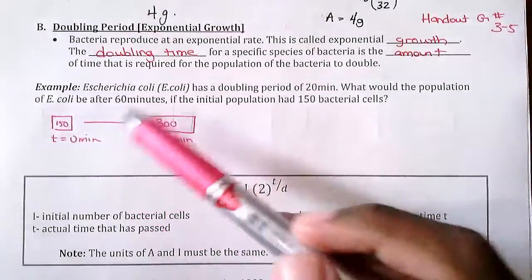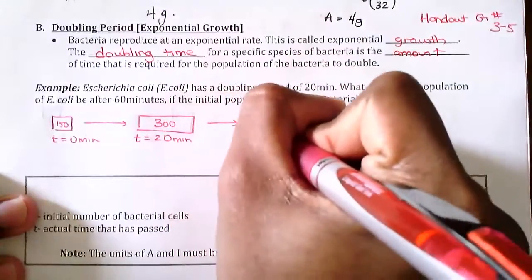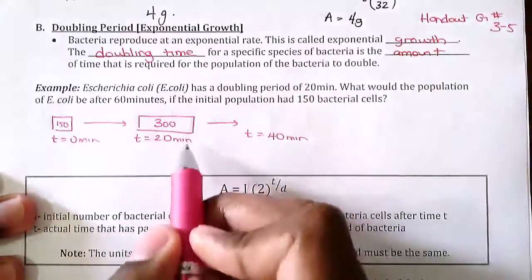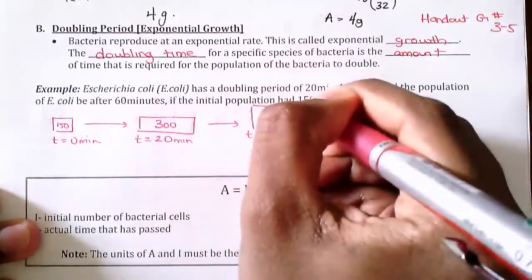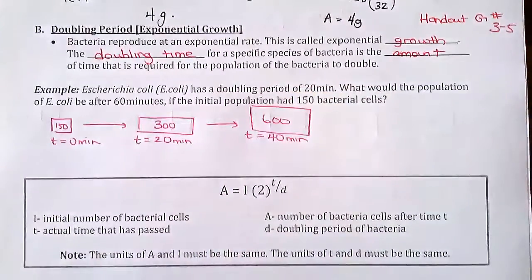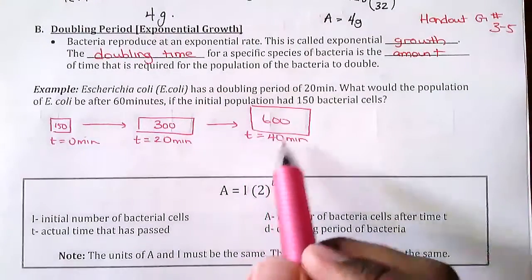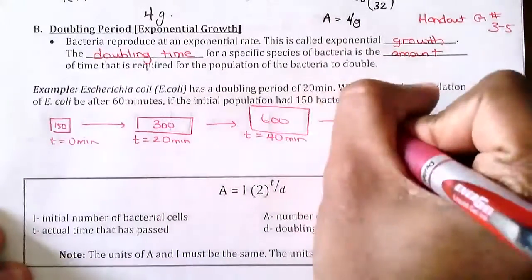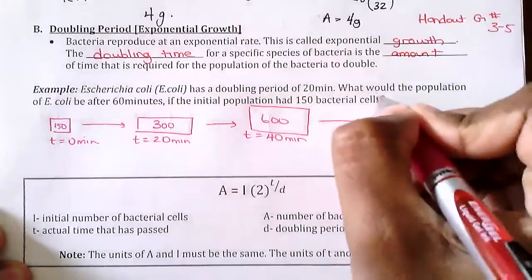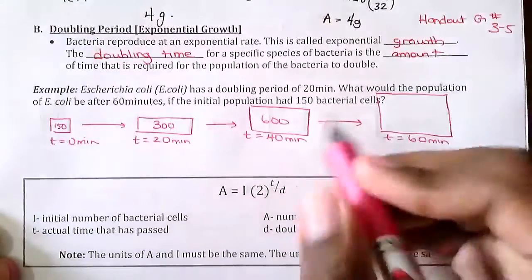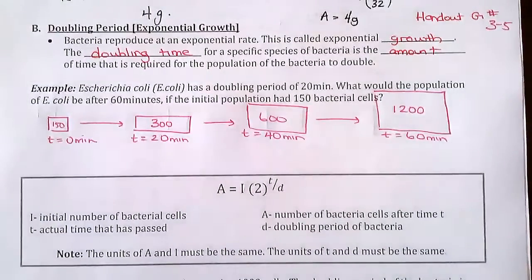So after 20 minutes, it went from 150 to 300. Let's see what happens after another 20 minutes. So again, another doubling period has passed. So 300 will double and become 600. But we don't want to know how much there will be at 40 minutes. We want to know how much there will be at 60 minutes. So that's just another doubling period. And that will be double what there was at 40 minutes, which is 1,200 bacterial cells.